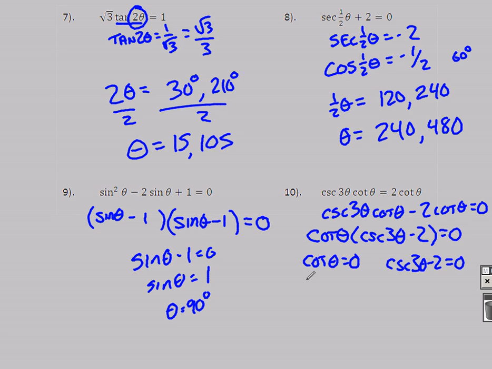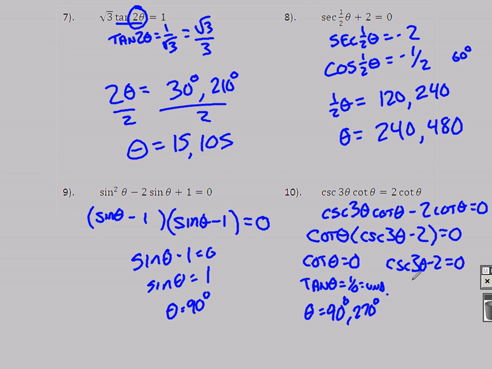So here, cotangent equals 0, that's the same as saying tangent of theta equals 0 over 1, which is the reciprocal of 1 over 0, or undefined. When is tangent undefined? Tangent is undefined when x equals 0. So that happens at 90 degrees and at 270 degrees. So that's that part of the answer, 90 and 270.